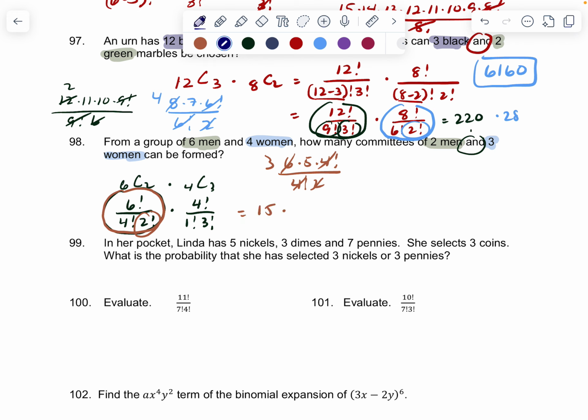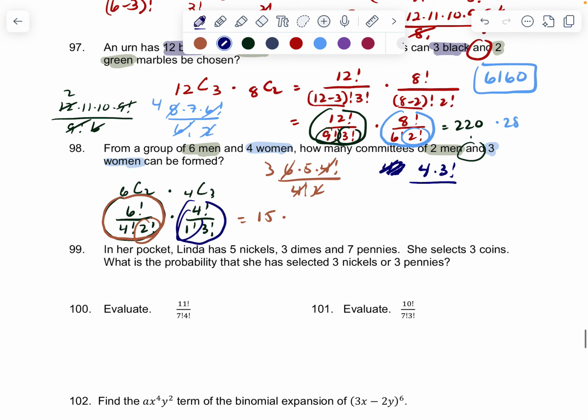And then maybe do this one in a blue. So this is going to be 4 factorial, 4 times 3 factorial over 1 factorial, which is just 1, and then 3 factorial. These cancel. 4 divided by 1 is 4. 15 times 4 is 60. That wasn't too bad. All right.